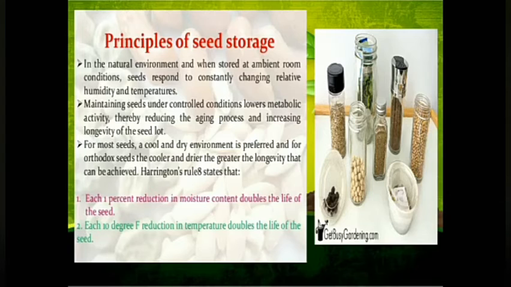Harrington's rule states that, first, each 1% reduction in moisture content doubles the life of the seed. Second, each 10°F reduction in temperature doubles the life of the seed.